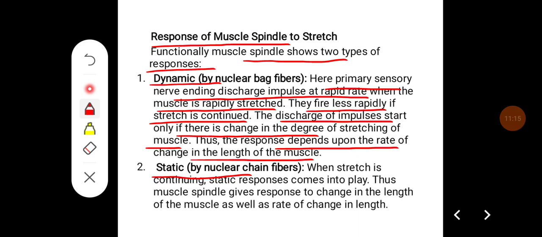Whereas static response is seen by nuclear chain fibers. When stretch is continuing, static response comes into play. Thus, muscle spindle gives response to change in the length of the muscles as well as rate of change in the length.